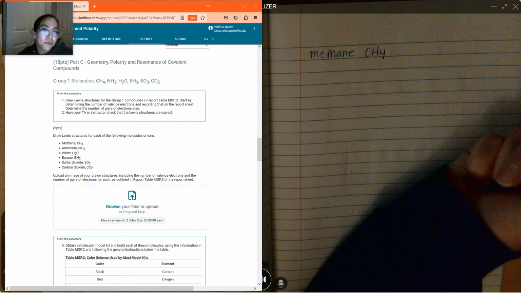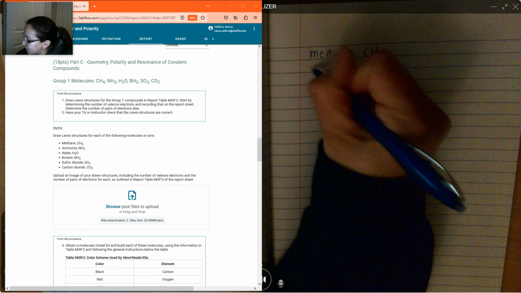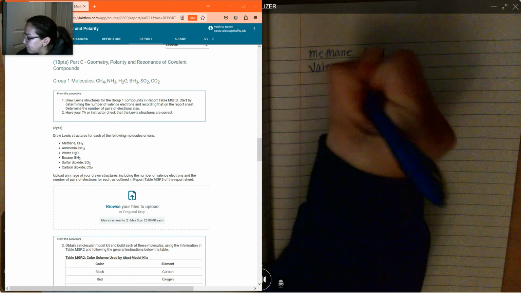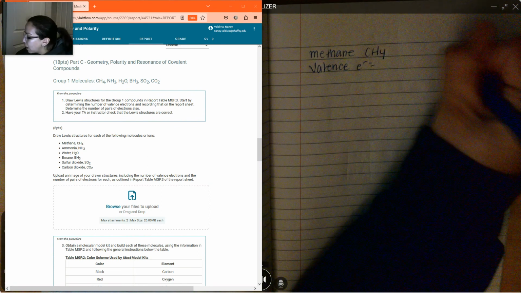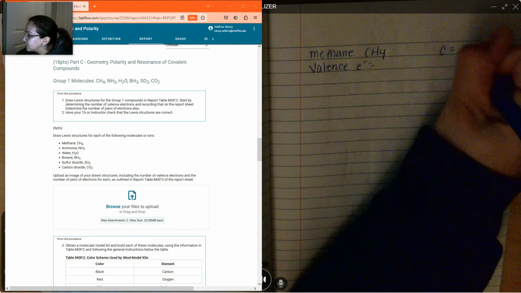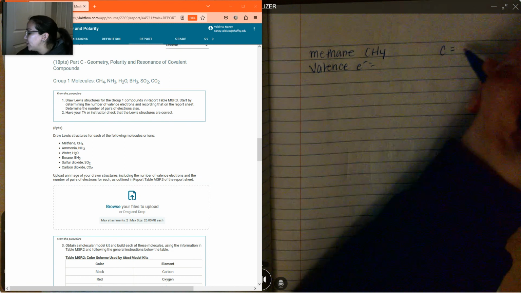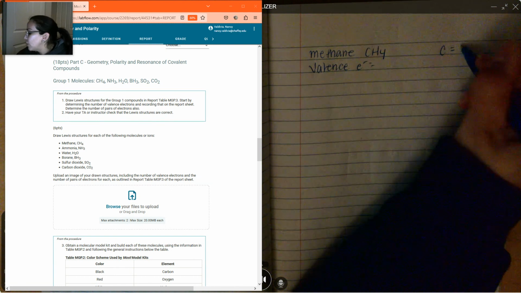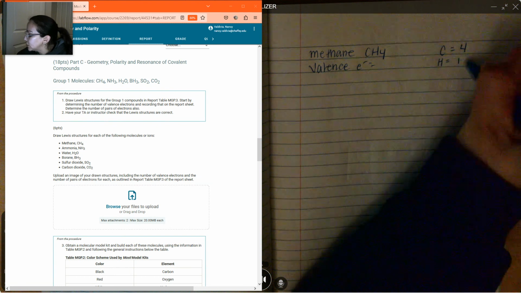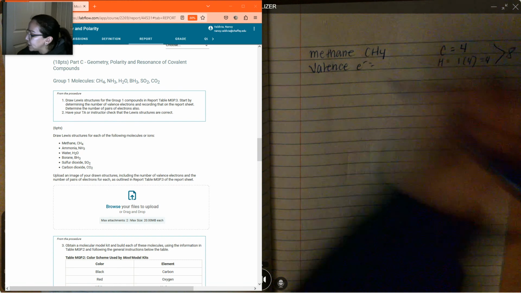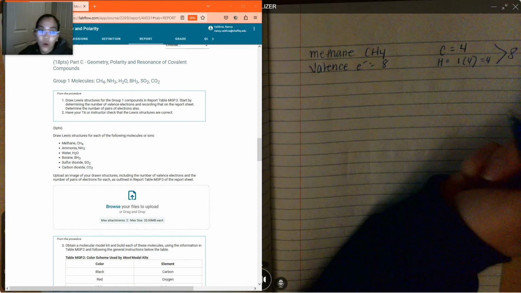All right. The first thing it wants to know is valence electrons. So how many valence electrons are present? Right. So carbon has, what does carbon have? Carbon has 4 valence electrons. Hydrogen has 1 valence electron, and there's 4 of those, so that's 4. If we add these together, that's going to be 8 valence electrons total.